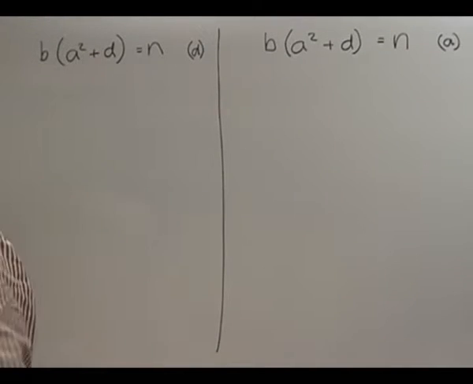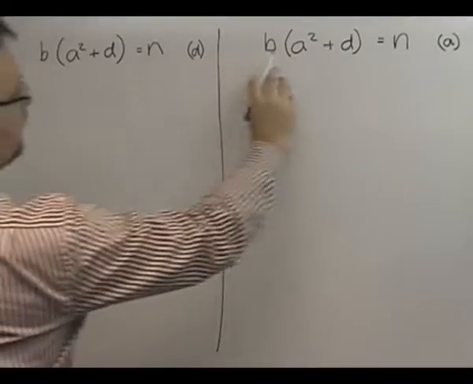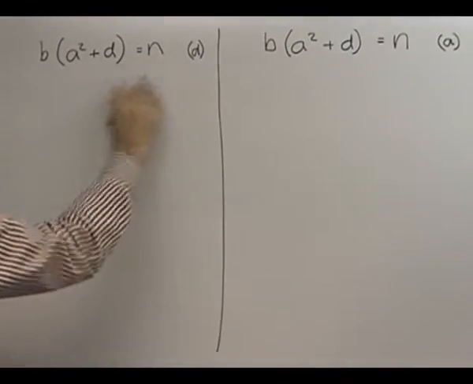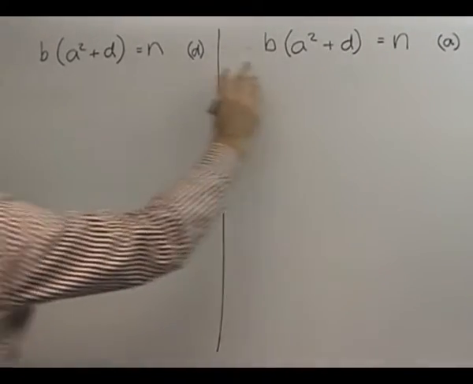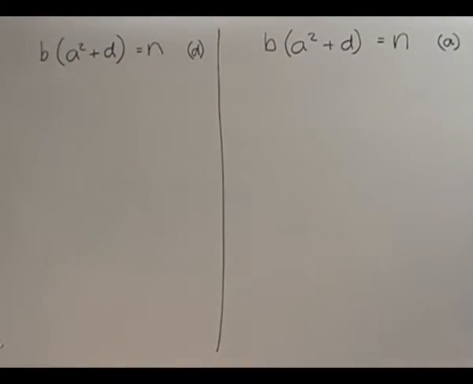Right, here I'm going to show you how to do two examples, but you'll notice the formula I'm working with is the same. In this example I'm going to make D the subject of the formula. In this example I'm going to make A the subject of the formula, and then at the end you'll be able to compare the results.